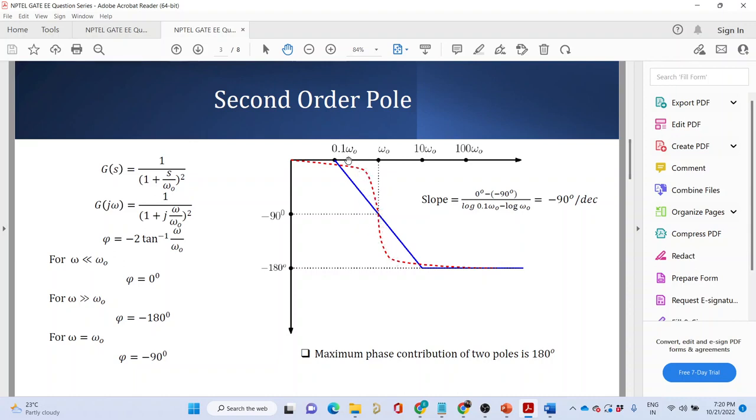Can you see the cursor that is moving on the slide right now? Yes, sir. Yes. So what did I just say?